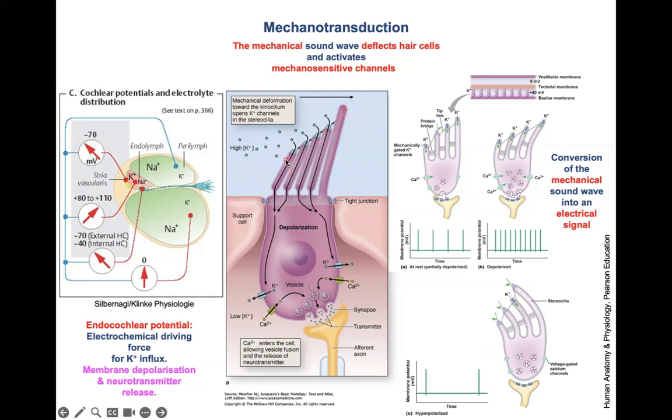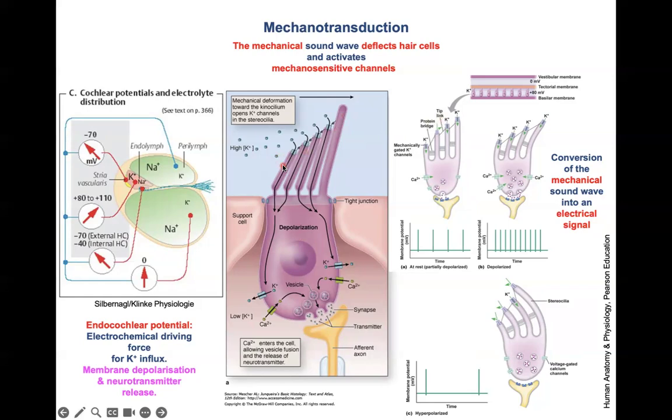So the deflection of these hairs toward the kinocilium pulls on the hair cells. Now, the hair cells, as we can see here, are connected to one another by structures that are known as tip links, which we will also see in the next slide.